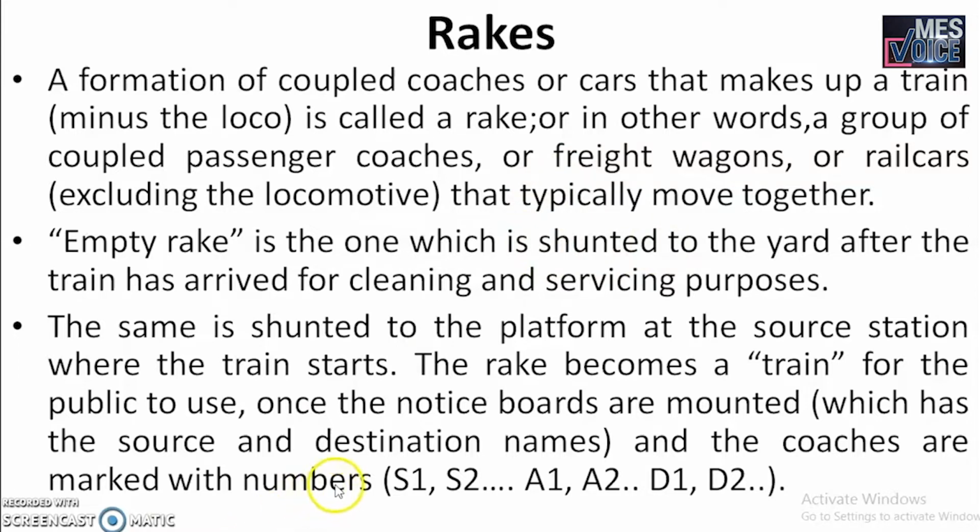Different rakes are given different names, like S1, S2, A1, A2, D1, D2. I hope you have noted that in a train, different bogies have different names. So this is called a rake.